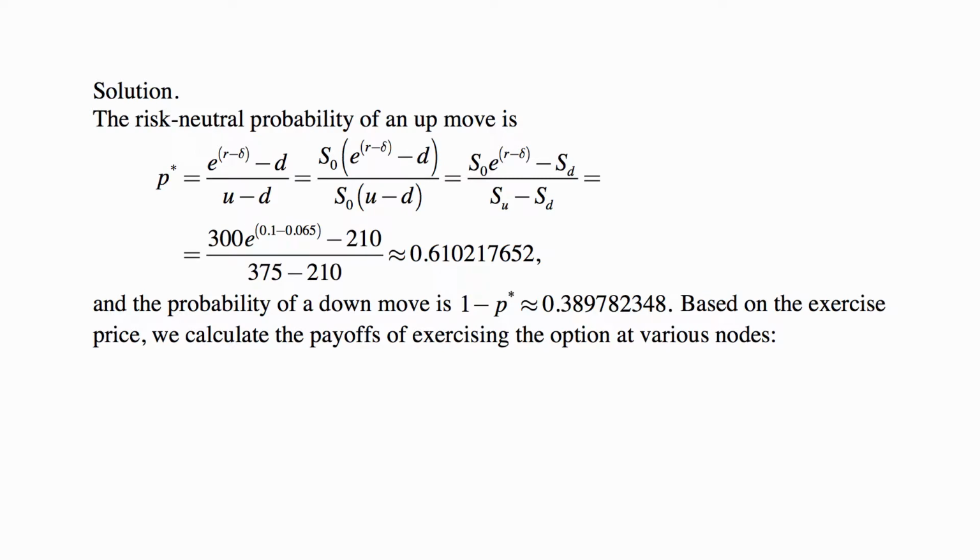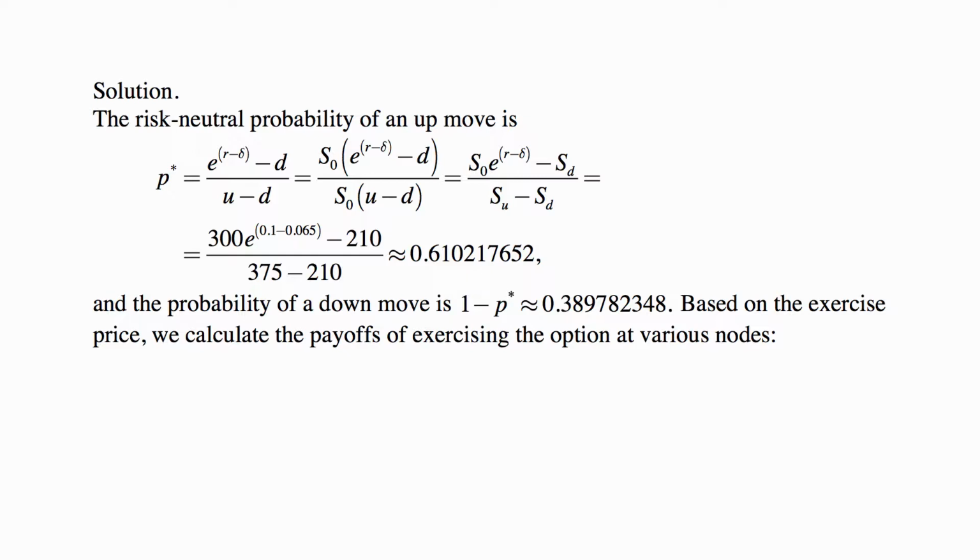We begin by calculating the risk-neutral probability of an up move, and in this model, that probability P star is equal to e to the r minus delta minus d, divided by u minus d. But of course, S sub 0 times d is the value of the stock in the down move, and S sub 0 times u is the value of the stock in the up move. So this can be written also as the ratio of S sub 0 times e to the r minus delta minus S sub d, over S sub u minus S sub d.